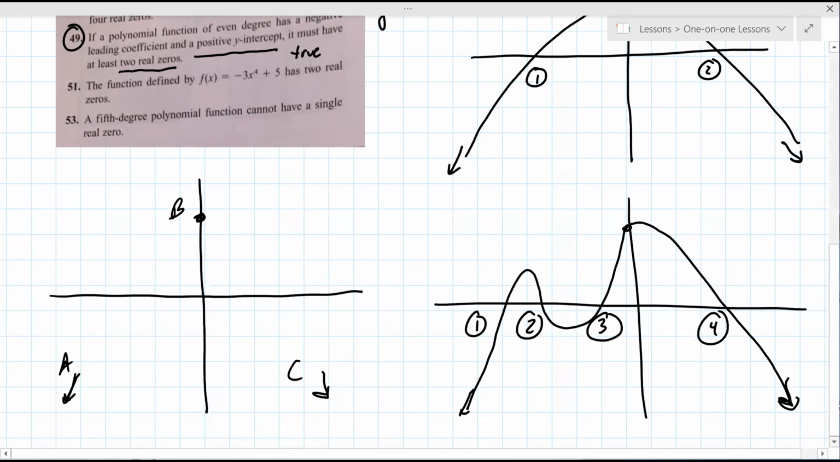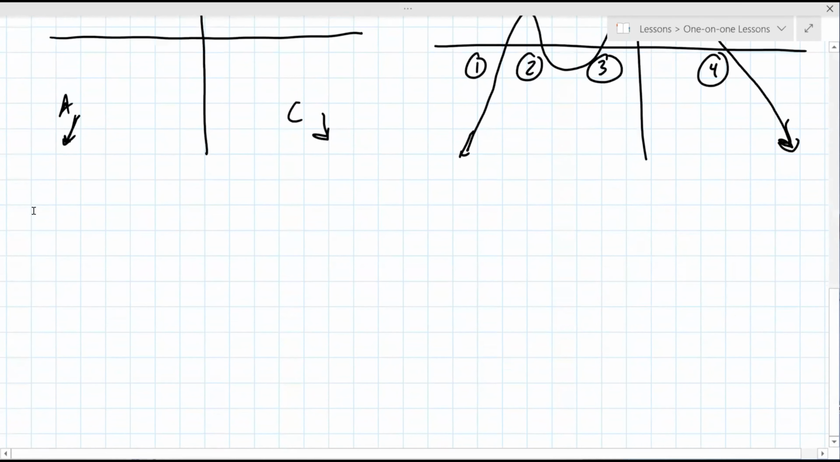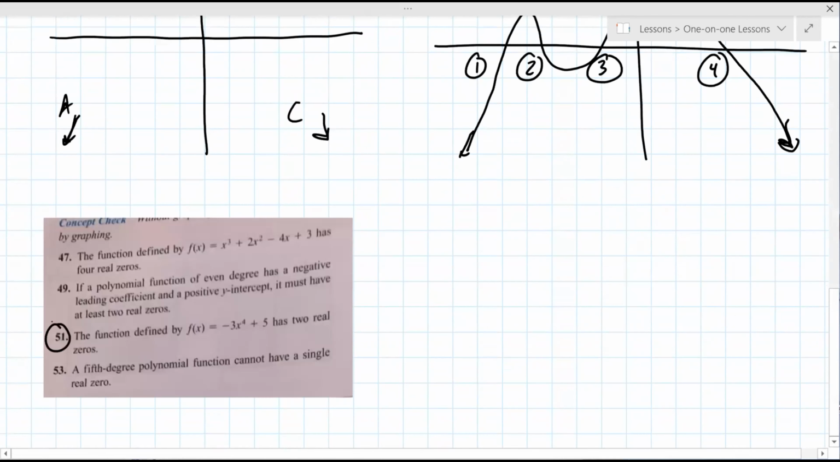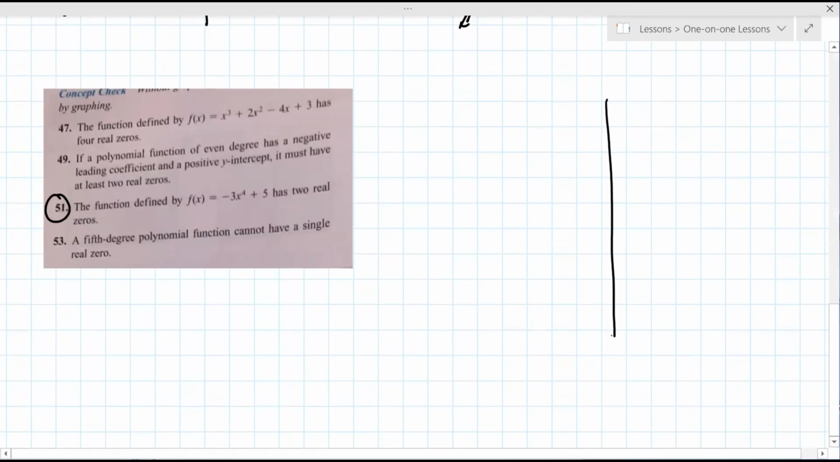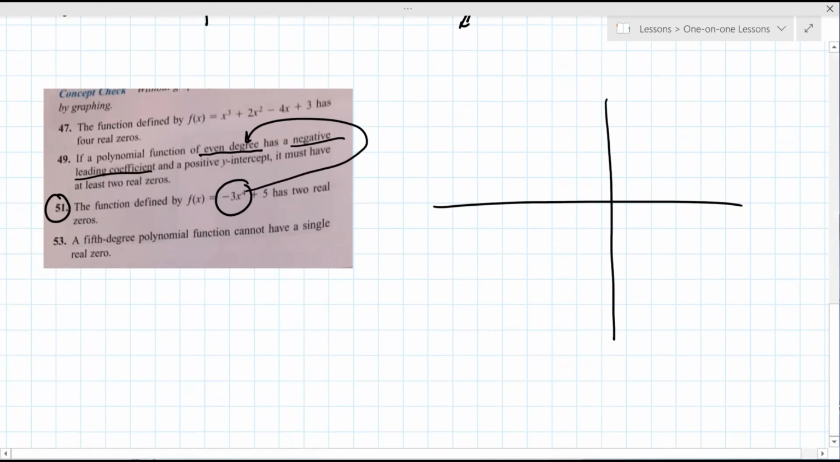Okay, so let's look at 51. The function defined by f of x equals minus 3x to the 4th plus 5 has 2 real zeros. Wow, that's actually kind of what we were just looking at. This one basically says the same things as up here. This is an even degree and a negative leading coefficient. So it's this and then it's that, right? So we already answered it.